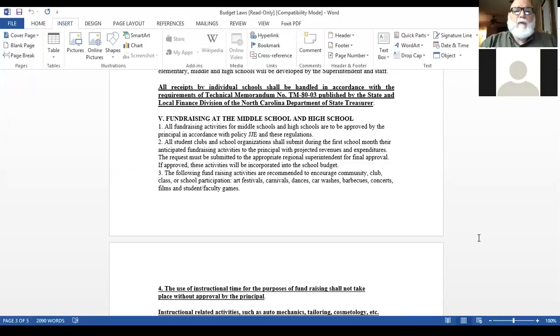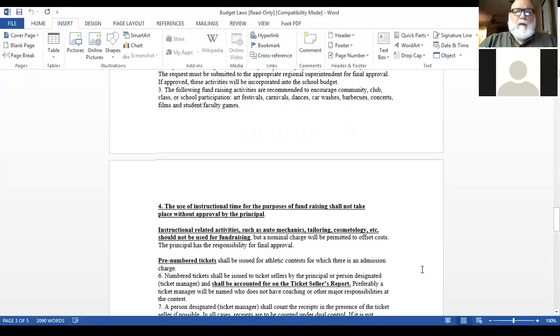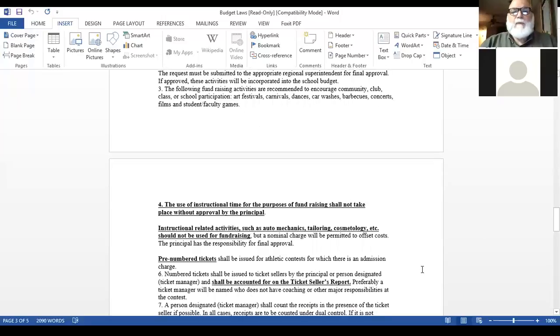The following fundraising activities are recommended to encourage community, club, class and school participation: art festivals, carnivals, dances, car washes, barbecues, concerts, films, student-faculty games, trying to get away from candy sales and wrapping paper and those kinds of things. The use of instructional time for the purposes of fundraising shall not take place without the approval of the principal, and the principal better get the superintendent's sign off, and the superintendent's not going to sign off.